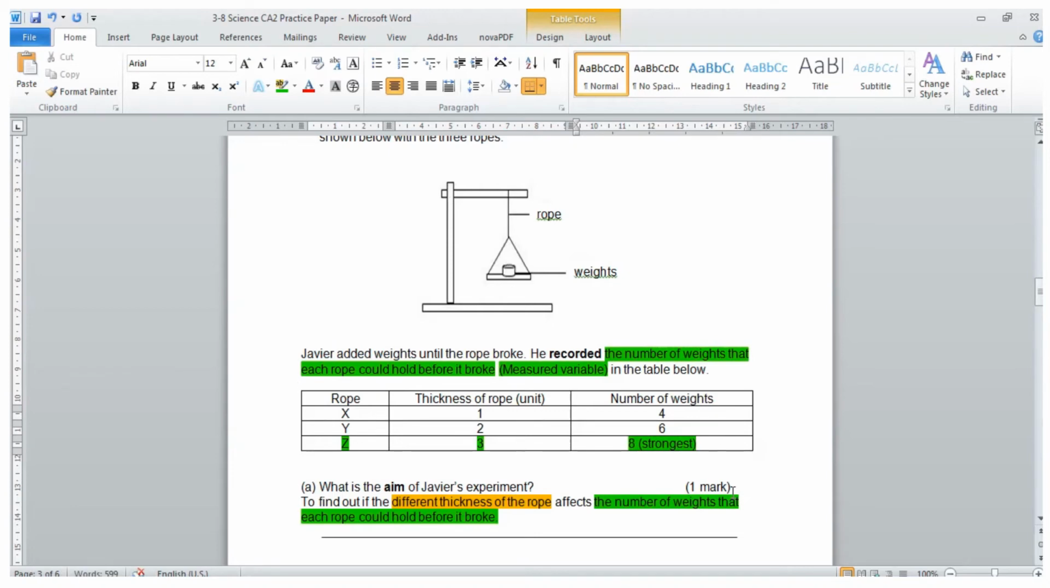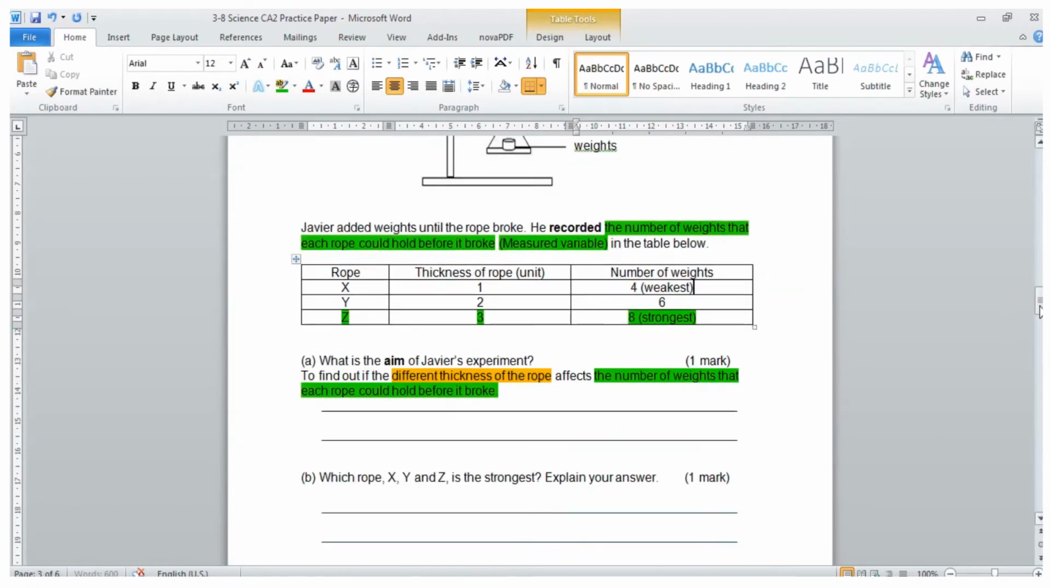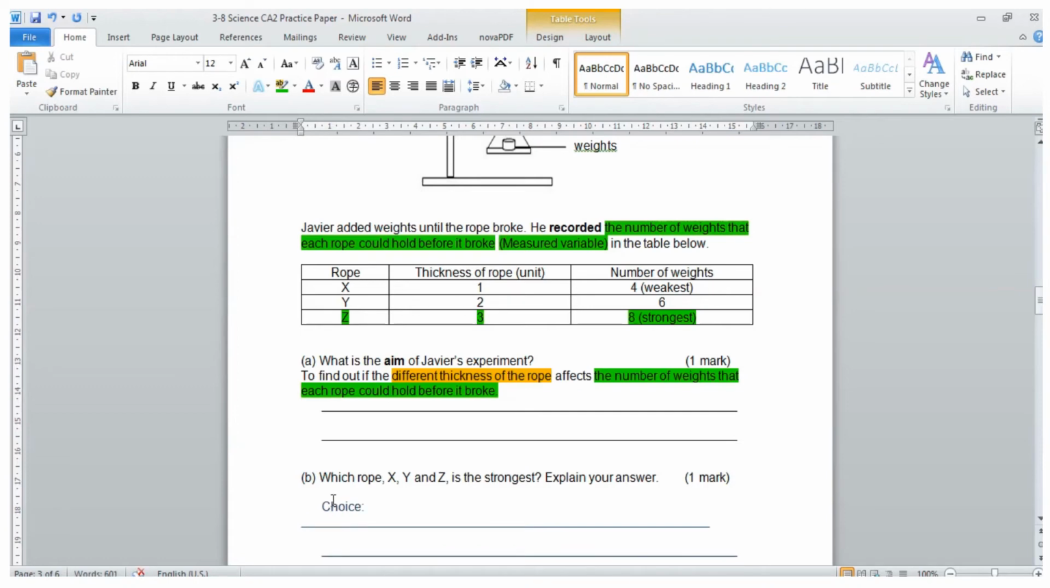And who is the weakest here? X here is the weakest. Okay, now let's take a look at the question. Which rope, X, Y, or Z, is the strongest? So here, again, you are supposed to make a choice. X, Y, or Z. So the choice is rope Z. Okay? Now, what is your evidence?